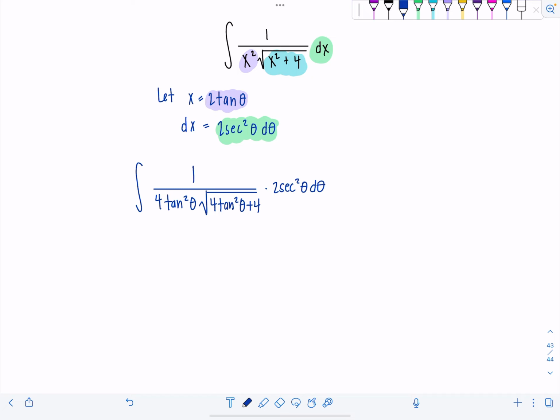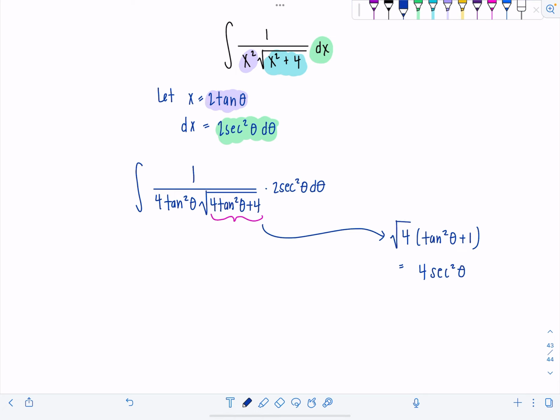All right. Now, call the cleanup crew. We have some work to do. Particularly, I want you to focus your attention right here: 4 tan squared theta plus 4. Off to the side, let's work on that. I'm going to factor out the 4, and then I have tan squared theta plus 1. And hopefully you recognize, that's 4 secant squared theta.